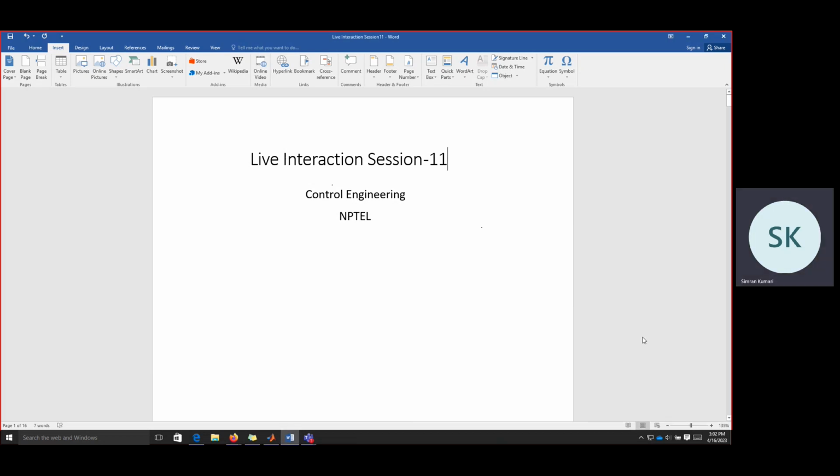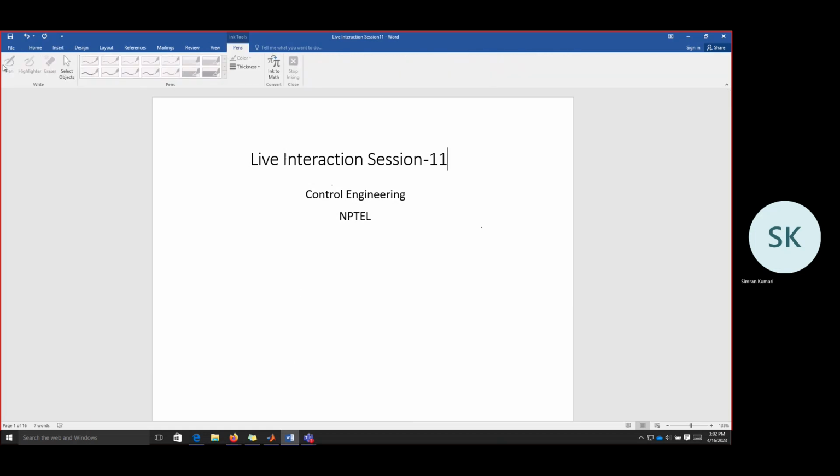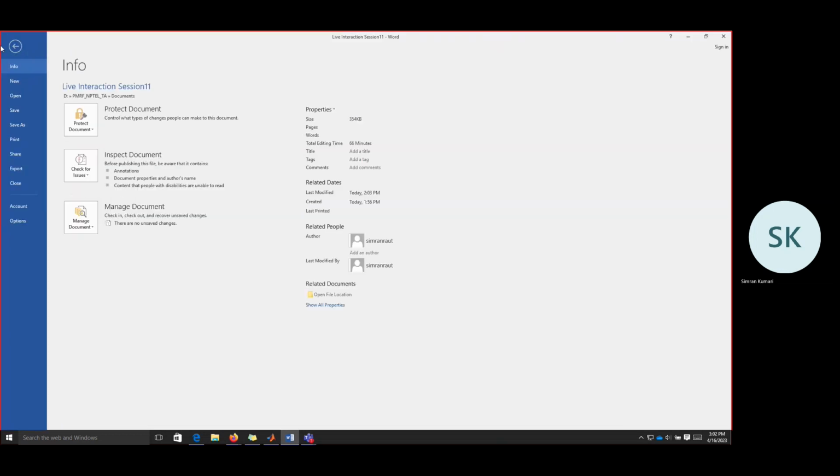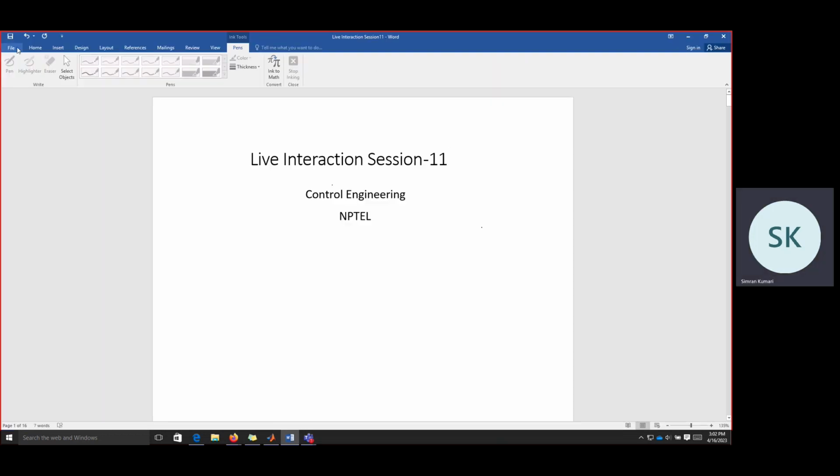So today we'll be solving some problems related to week 11 content of the control engineering course. So basically in this week, you must have gone through an introduction of the state space, which is modern control engineering. So this week.